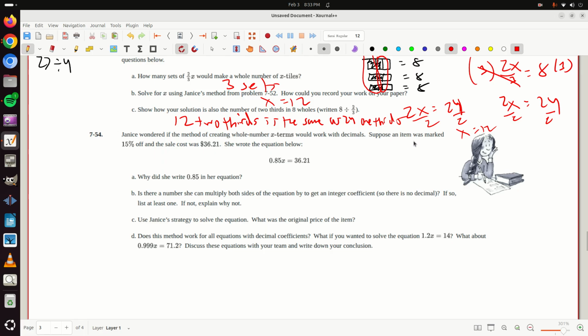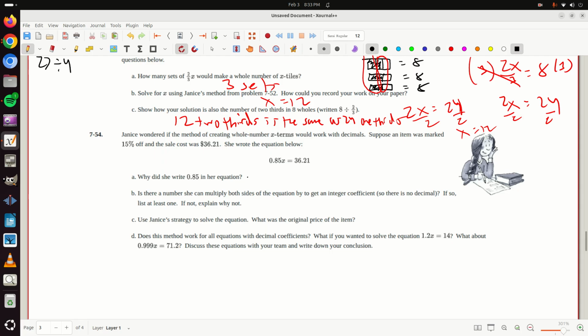Suppose an item was marked 15% off and the sale cost was $36.21. She wrote the equation 0.85x equals $36.21. Okay, so hopefully we understand what's going on. Why did she write 0.85 in her equation? Well, I'm going to go back to a black pen, by the way.